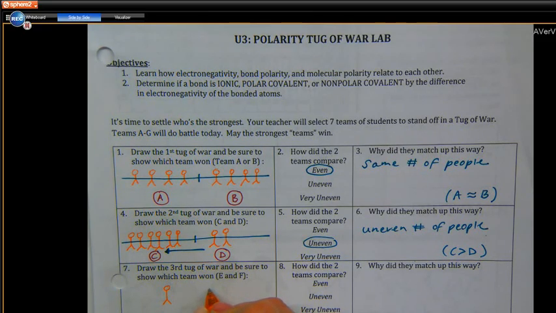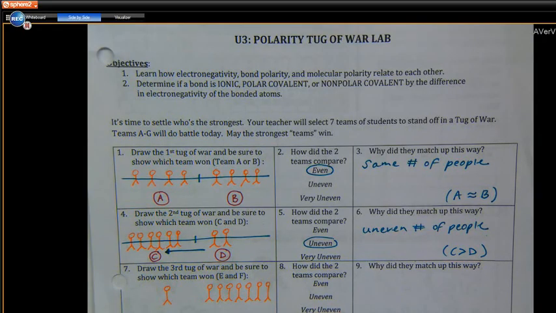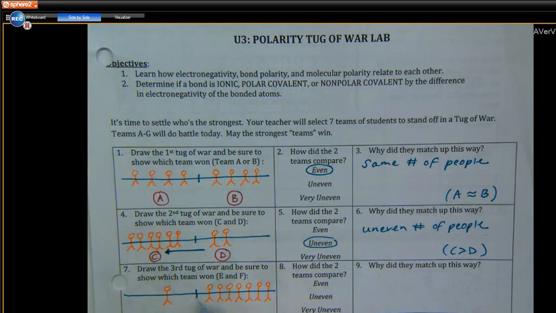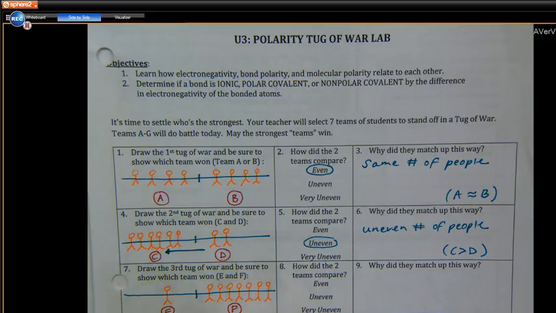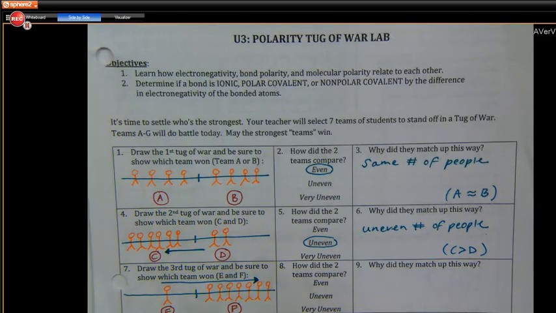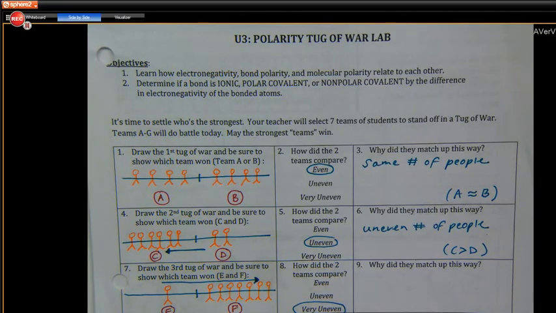In this situation, we're going to go ahead and rename our team again because they are different. This is going to be Team E, and this is going to be Team F. You might imagine that they're going to pull him all the way over, right? It's a very uneven matchup because we have a very uneven number of people. Team E is way, way less than Team F. Okay?